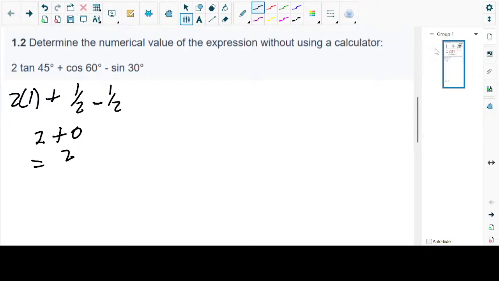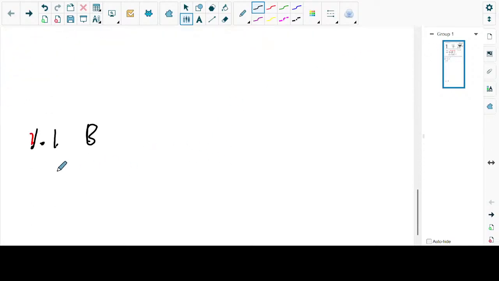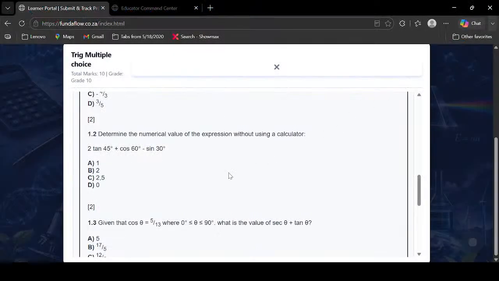Okay, let's go to the next one. Let me write 1.2. This is what I'm going to substitute into our backend. We're going to upload it on our filter flow. So when you're working, if it's a task given by the teacher, you can simply write A, B, C, D, and then you submit it.